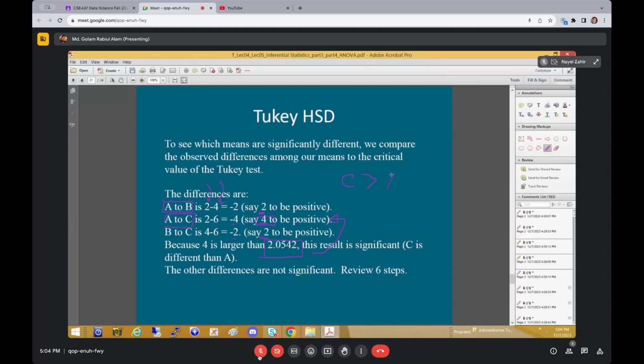Now we can see the other two differences are the same, that is 2. So we can write it like this: method C's outcome is better than these two. Finally, we can find out exactly which one is better using the Tukey HSD test.